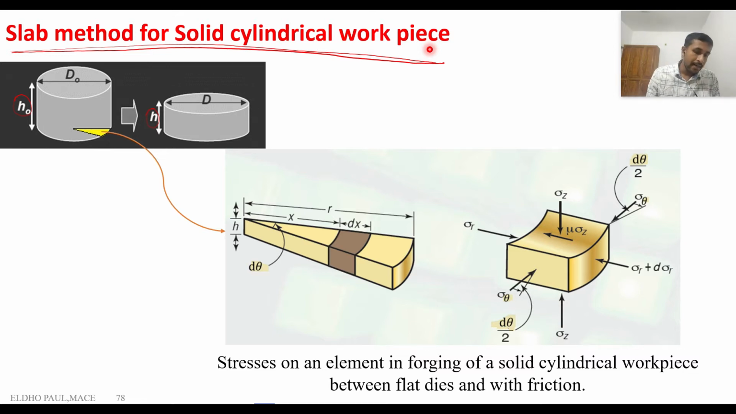For that, I take a very small element from the workpiece. You can see this yellow shaded element, and this is the enlarged view of that element. This element has an included angle of d theta. It has a thickness of h, and it has a radius of r.